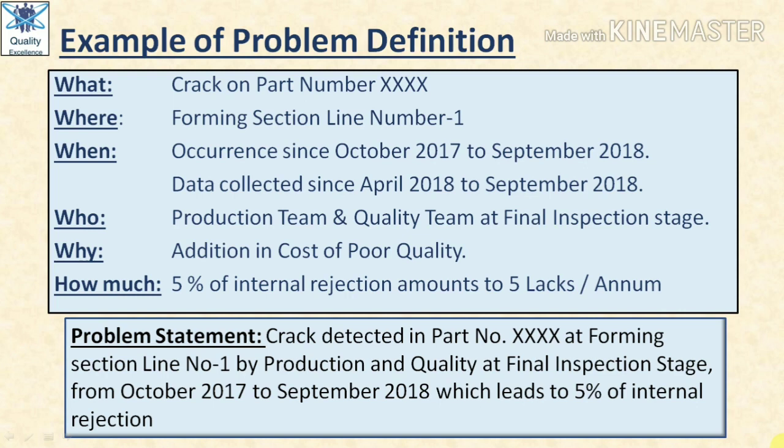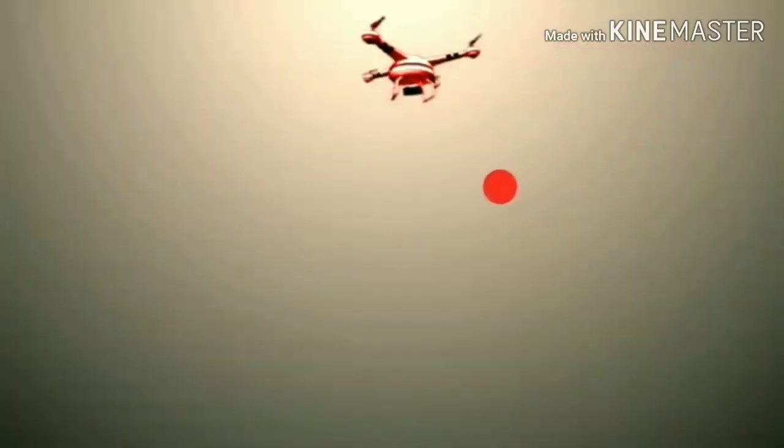Whomsoever you communicate this problem statement to will be able to understand all the questions: what, where, when, who, why, and how much. So the language of understanding will be common throughout the team involved in problem solving. So this is all about the definition of the problem, or 5W and 1H.